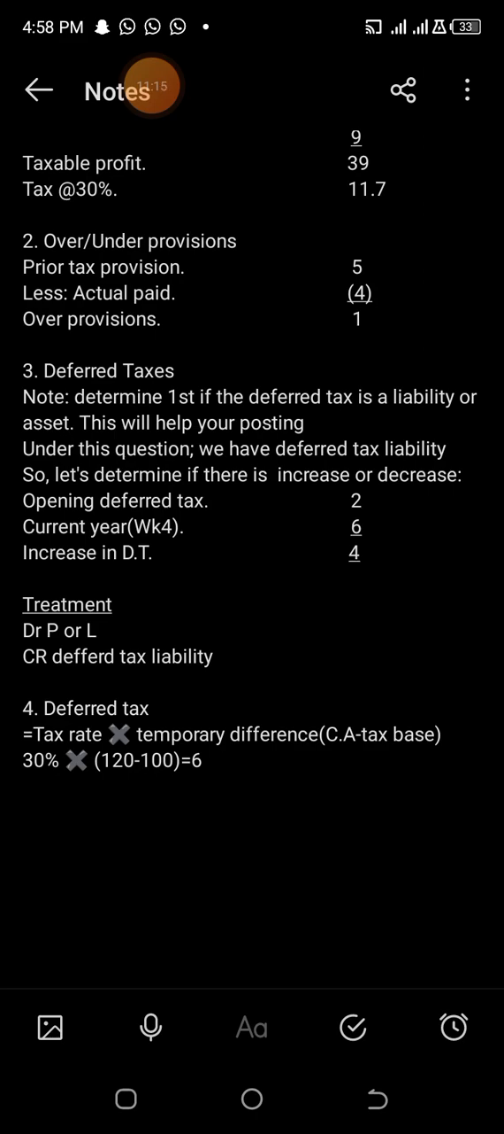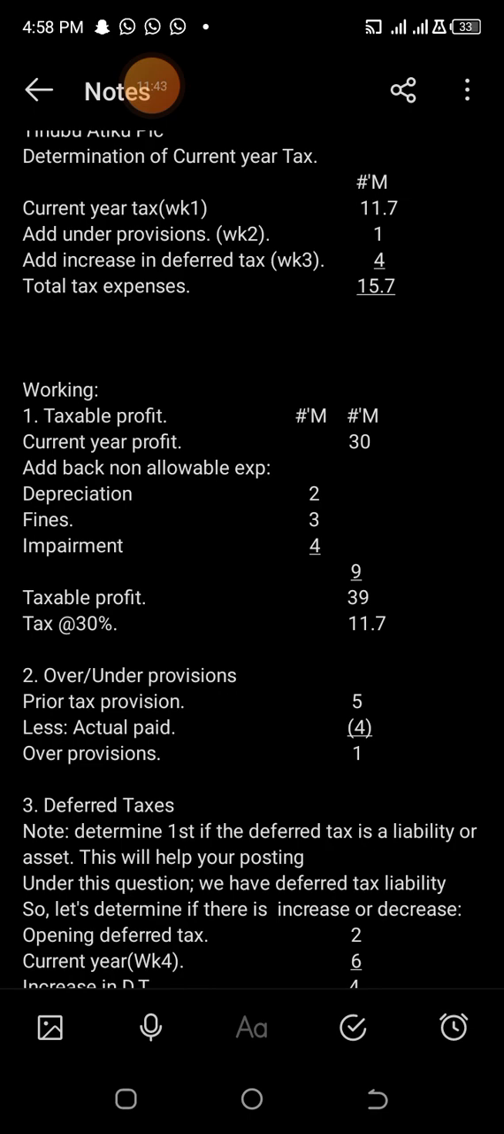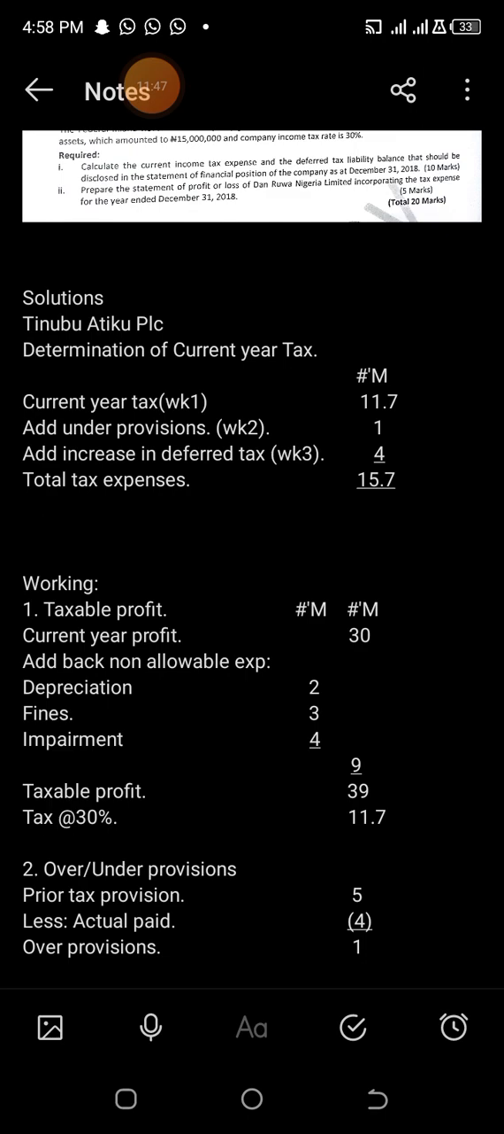So the opening deferred tax is 2. Then the current year is 6. 6 minus 2 will mean that we have an increase in deferred tax of 4. And I told you, once you have an increase in deferred tax, whether it is asset or liability, add it to current year provision. If it is a decrease, less it from current year provision. So that is what we have done. Look at it here. Taxable profit 30, we have gotten those ones. So let's go to our determination of current year tax.